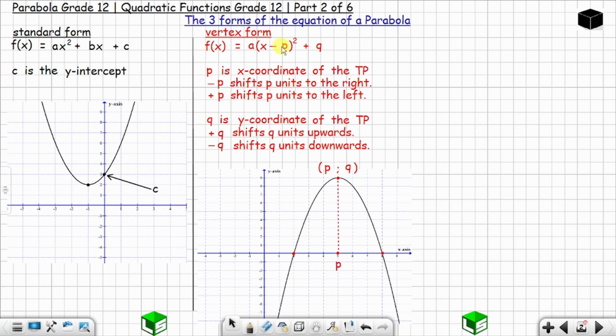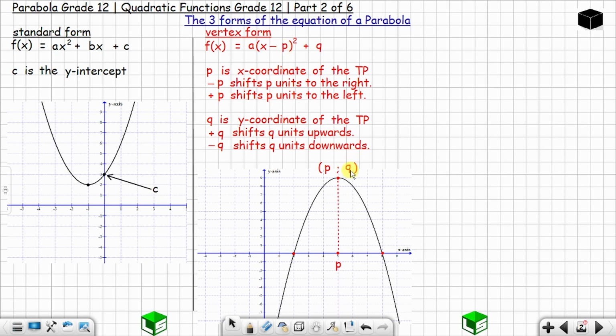When you take it out of the bracket, you change the sign. For example, when you have negative 5 there, you take it out, it's going to be a positive 5. And this tells you that the x coordinate will be 5. But when you want to put it back inside the bracket, it's negative 5. It's going to make sense as we move on.